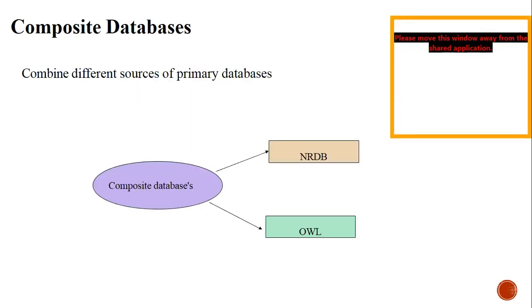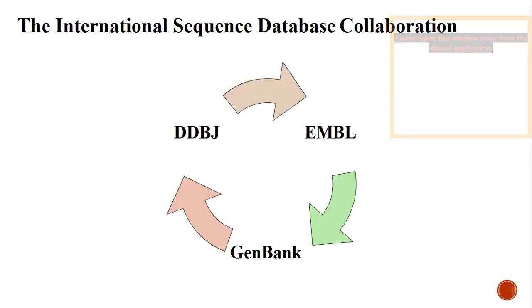In composite databases, we have the combination of primary database sources like NRDB and OWL. You have to Google these databases and have a look at NRDB and OWL. These are the most informative databases we have. So the International Nucleotide Sequence Database Collection is like around here.